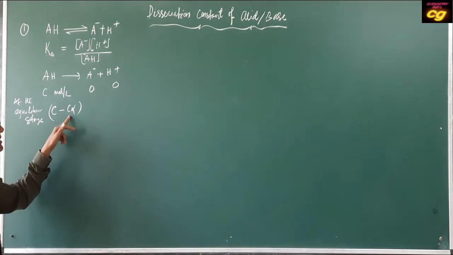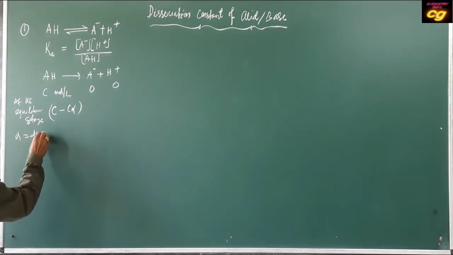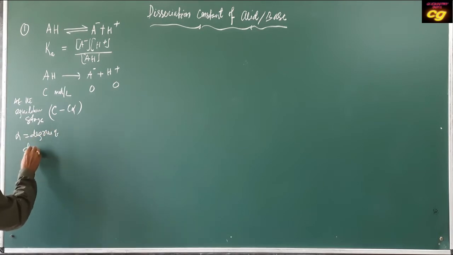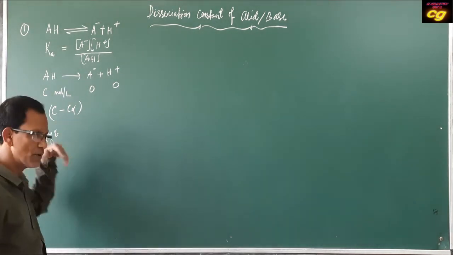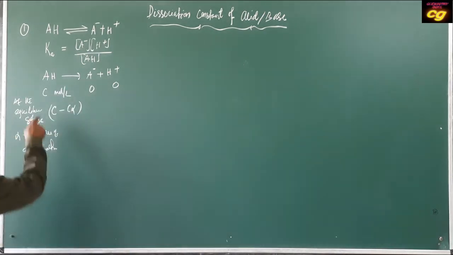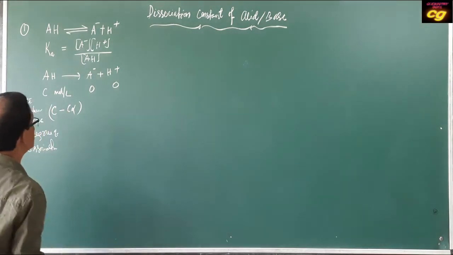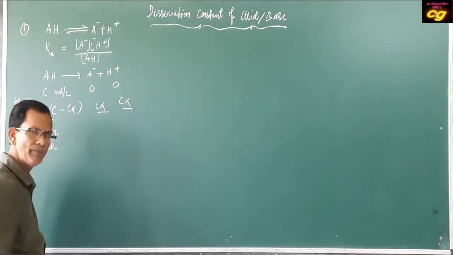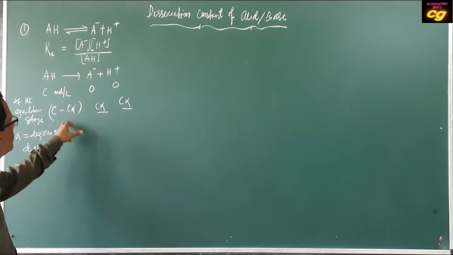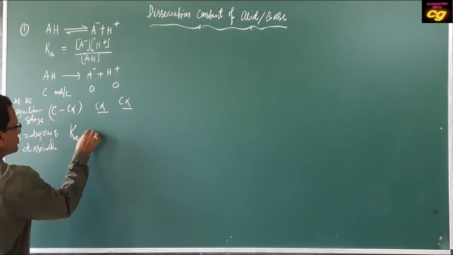be the concentration of AH consumed at the equilibrium stage. What is alpha? Alpha is called the degree of dissociation. The maximum value of alpha is 1, and in terms of percentage it is 100%. C alpha amount of concentration is consumed, so C alpha is produced at the equilibrium.